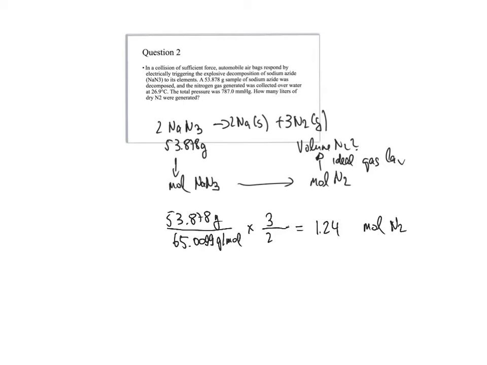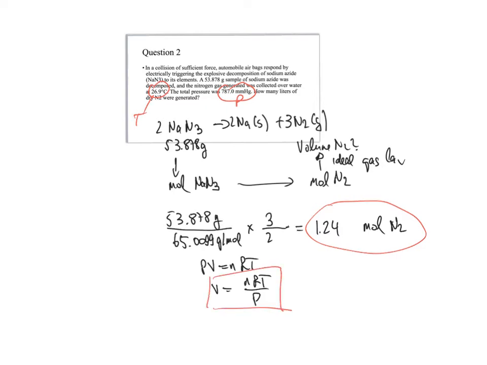And then we know the ideal gas law, right? PV is equal to nRT. Volume is nRT over P. And if you look in the problem, this is the pressure, this is the temperature, these are the moles, and the R constant is a given constant, so you should be able to calculate the volume.